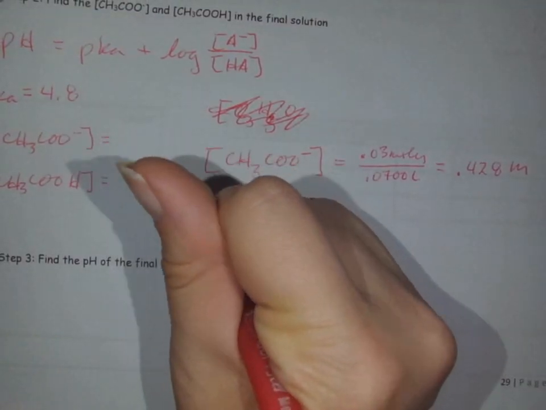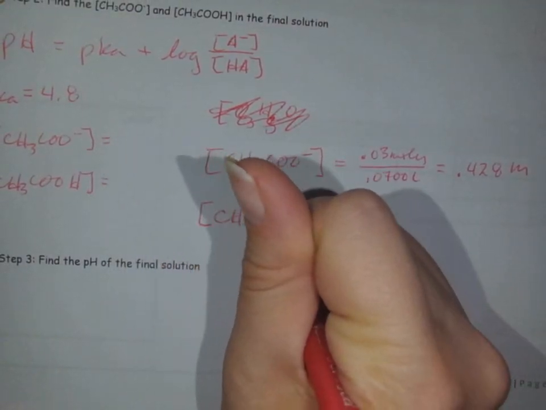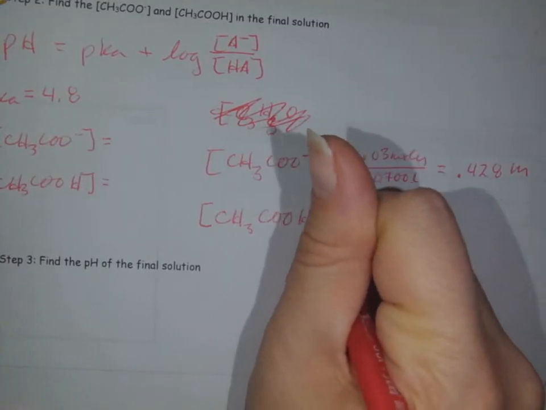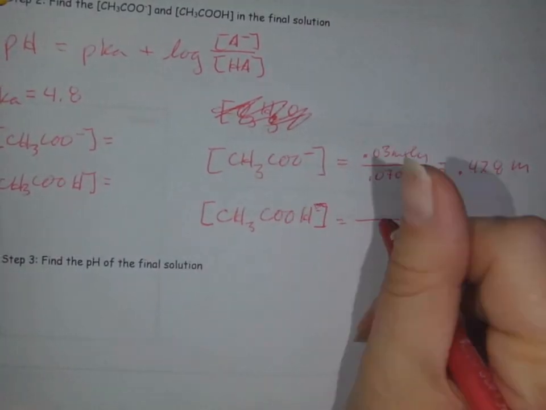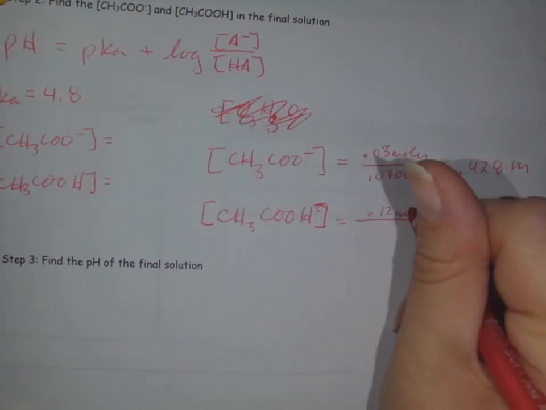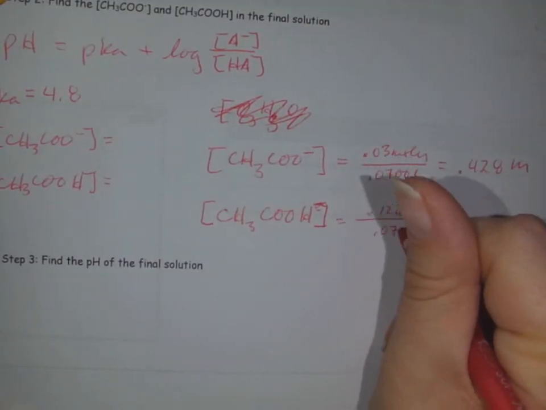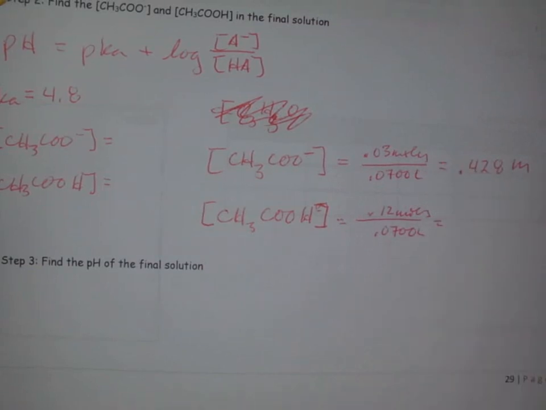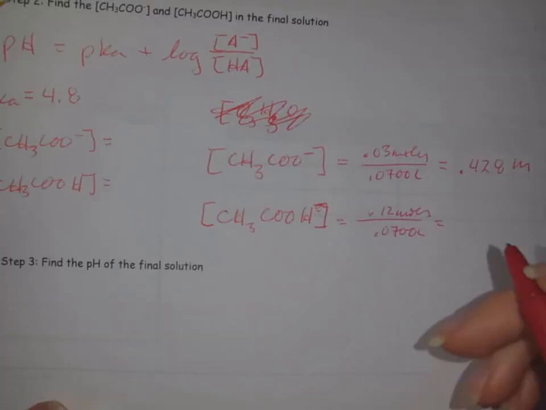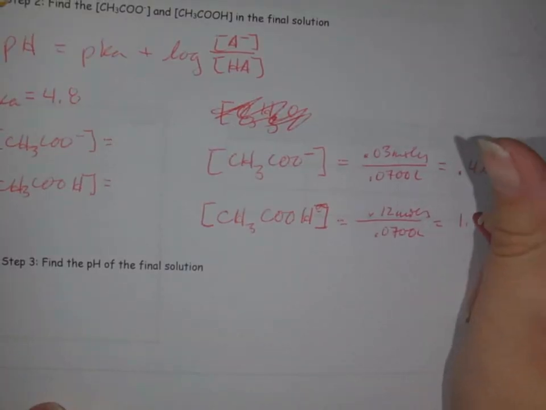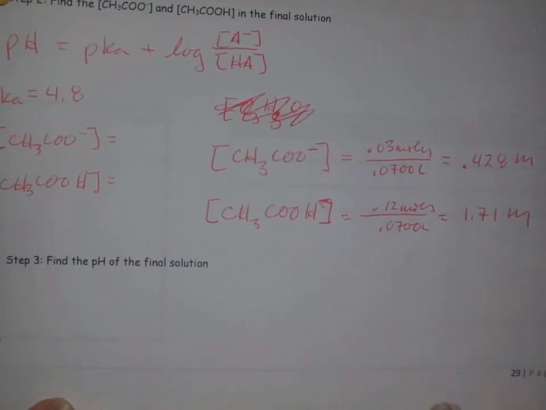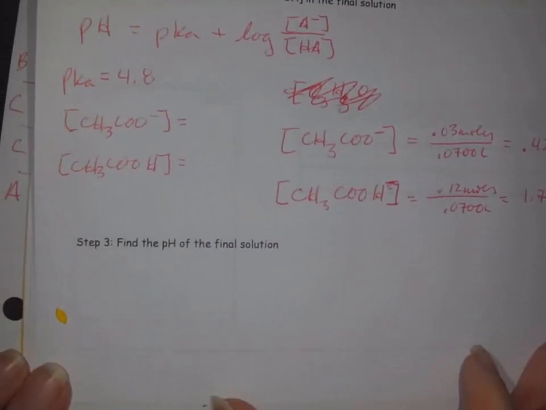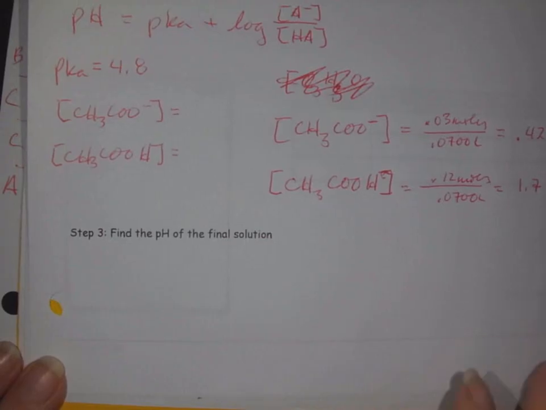Now let's do the same thing for our weak acid, CH3COOH. And after the reaction, we had 0.12 moles of the acid, and it's the same total volume. So our concentration is 1.71, etc., molarity. So now the final step is getting that pH, is plugging those numbers into that equation.